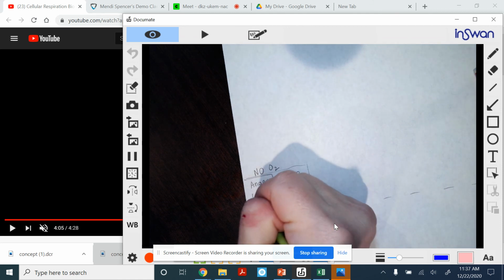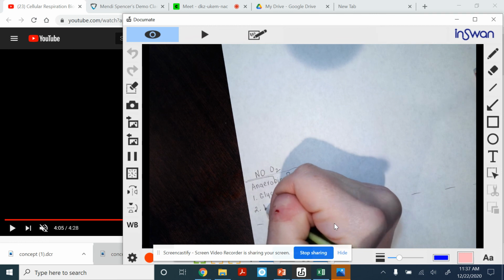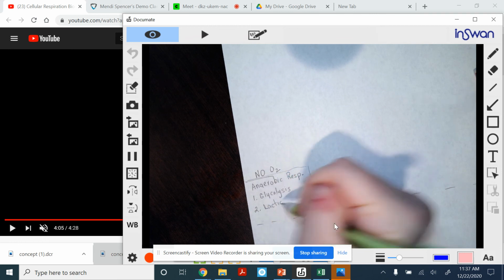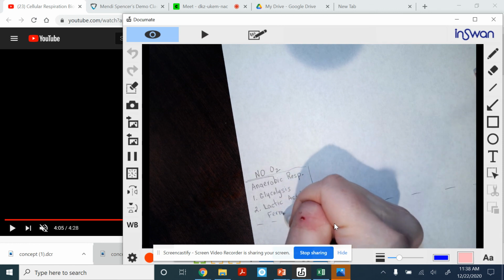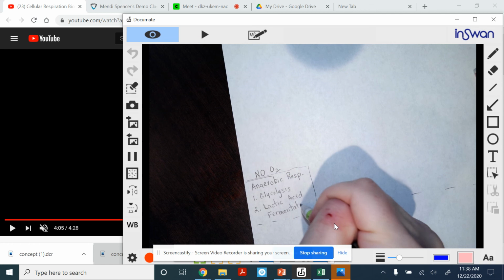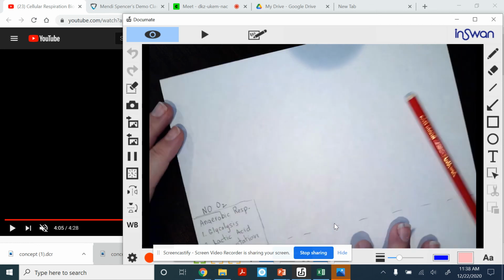Okay, second step. This is the new one. We're going to first talk about lactic acid fermentation as the second step. Lactic acid fermentation, okay? All right, here we go.